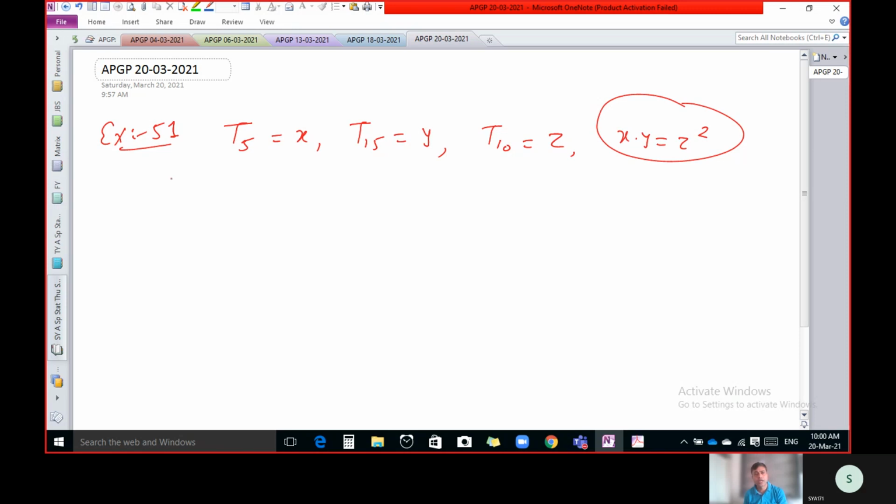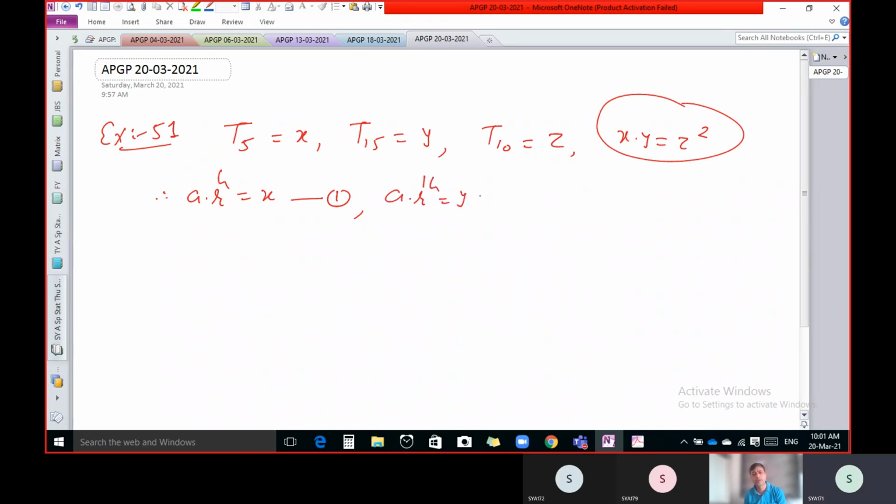Okay. Let us start. What is the fifth term in GP, X? What is the formula of the fifth term? A into R raised to 4. Yes, a into r raised to 4, that is your X. Now the 15th term means A into R raised to 14 is equal to Y, and a into r raised to 9 is equal to Z. Now we want to prove x into y equals z square.